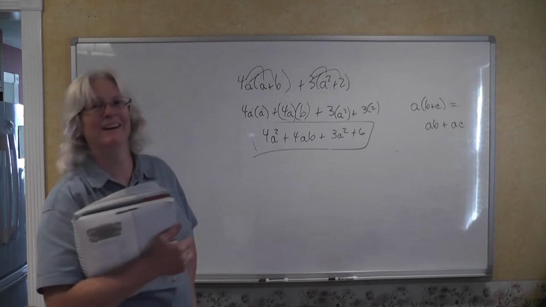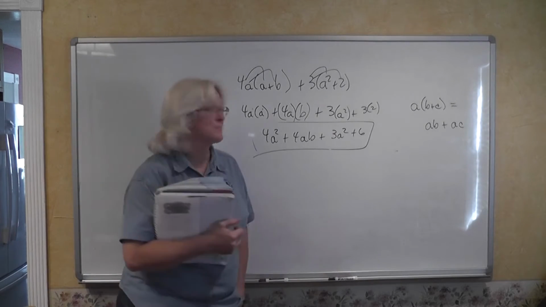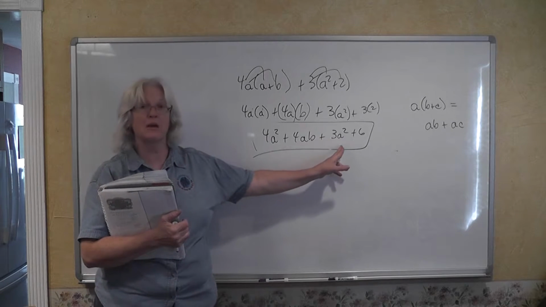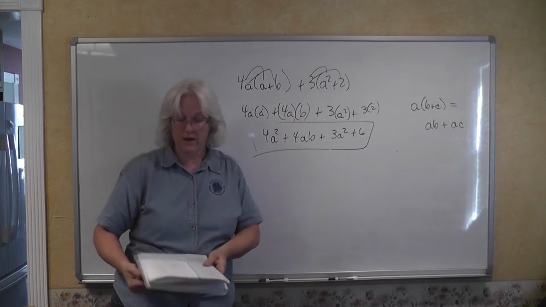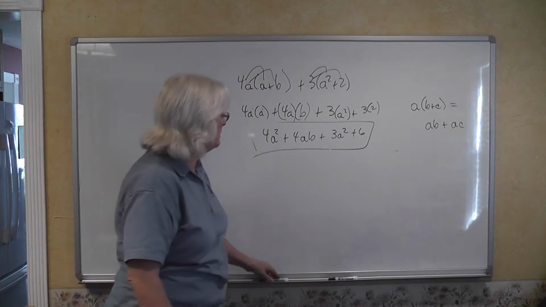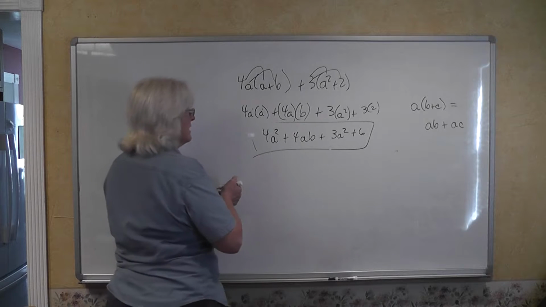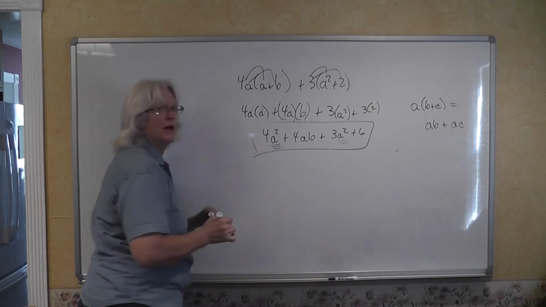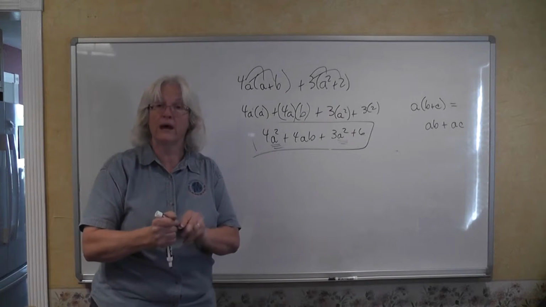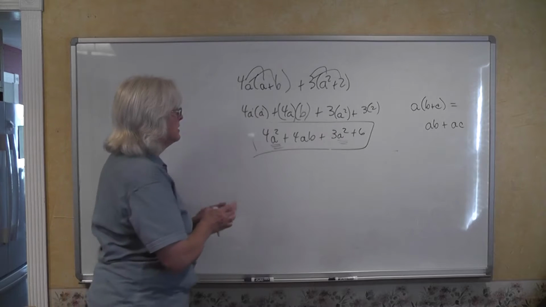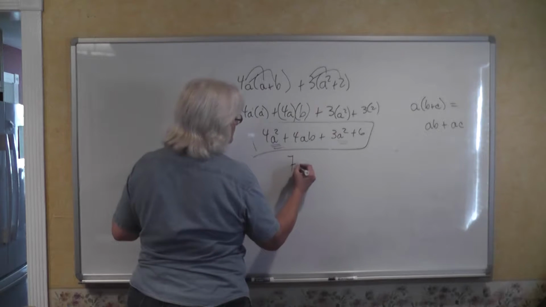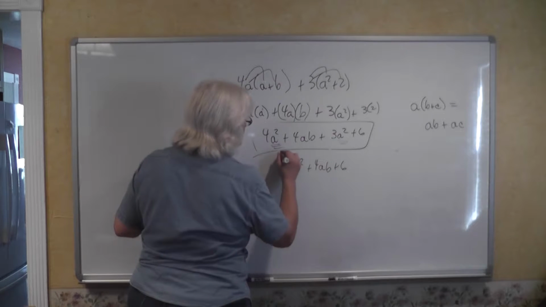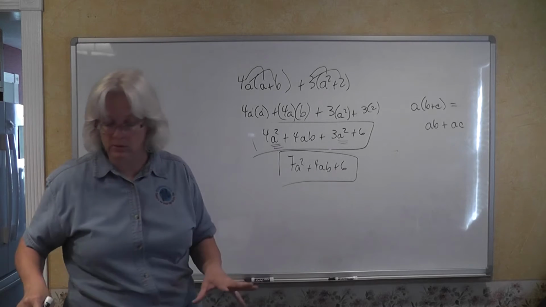Interesting. Is it done? Was I careful? 4a squared plus 4ab plus 3a squared. Look at that. We have a pair of like terms. I think in my mind I saw the 3a squared as 3b squared. Look at that, a squared. We have like terms. How do you deal with like terms? You add their coefficients. 4 plus 3 is 7a squared plus 4ab plus 6. So now it's a little bit neater looking.